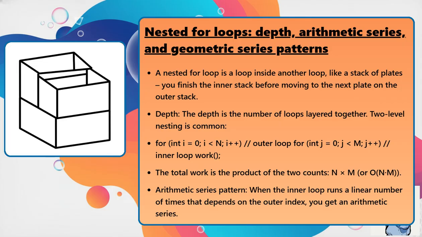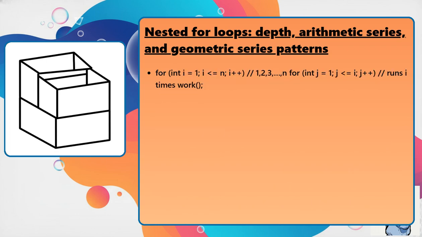Arithmetic series pattern. When the inner loop runs a linear number of times that depends on the outer index, you get an arithmetic series. for (int i = 1; i <= n; i++), inside that, for (int j = 1; j <= i; j++), then call work function. Total iterations equals the sum of i from 1 to n, which equals n times (n + 1) divided by 2. This simplifies to O(n squared).